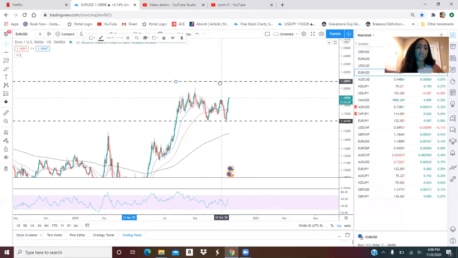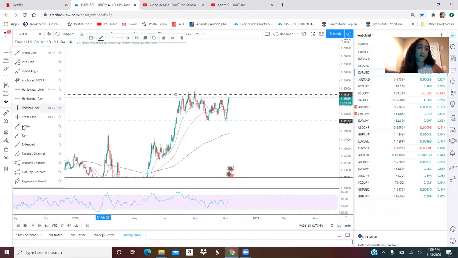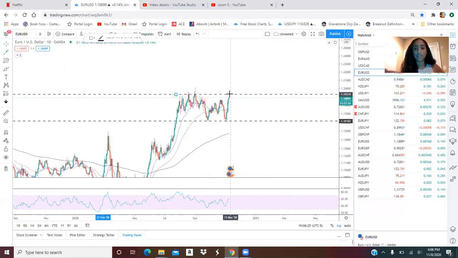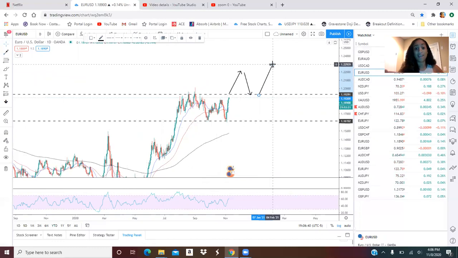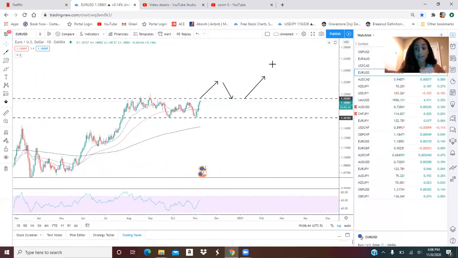I want to see price. It's very simple. I want to see price break structure. I want to see price pull back to a previous resistance level, right? Become support, and then give me a signal that it's going to continue up. That's pretty much it. That's all I look for, right?